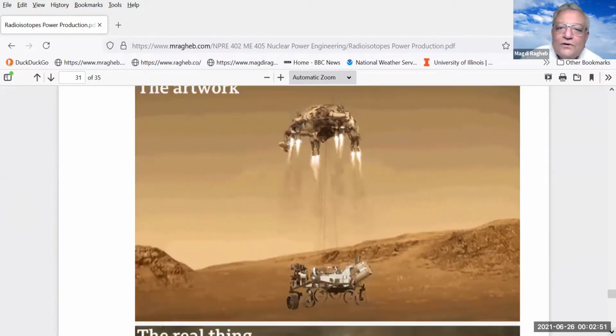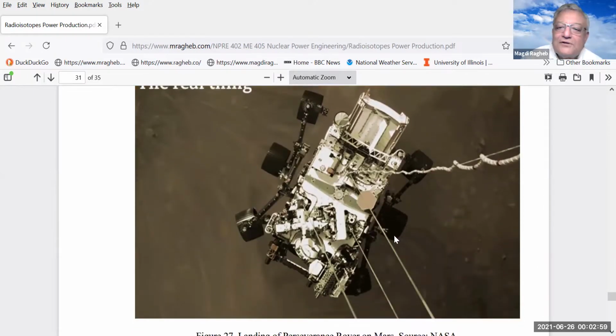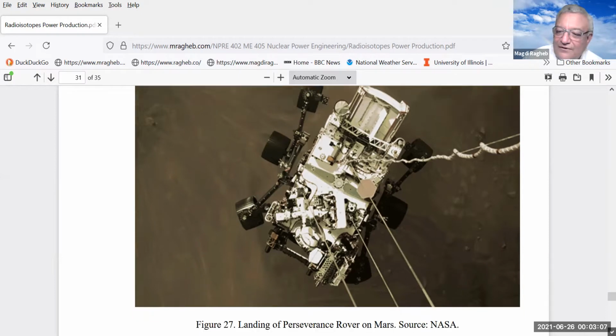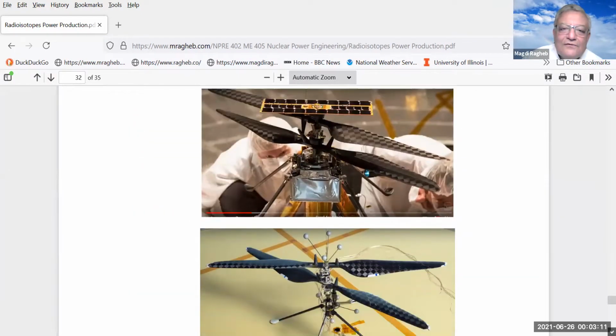This is the artwork on how that rover was brought to the surface of Mars, which is very interesting, high tech. And this is the actual picture of that rover descending with the rockets on the top there to the surface of Mars. So we have cameras now that can provide us with very, very detailed information.